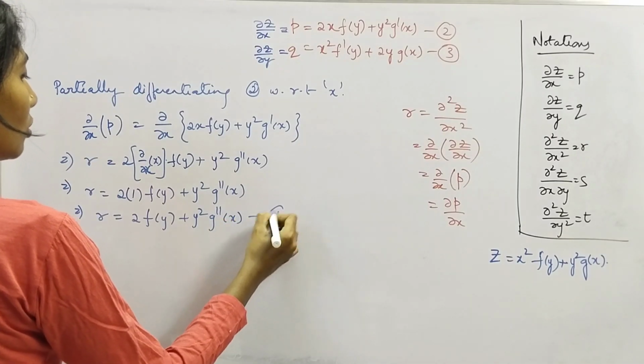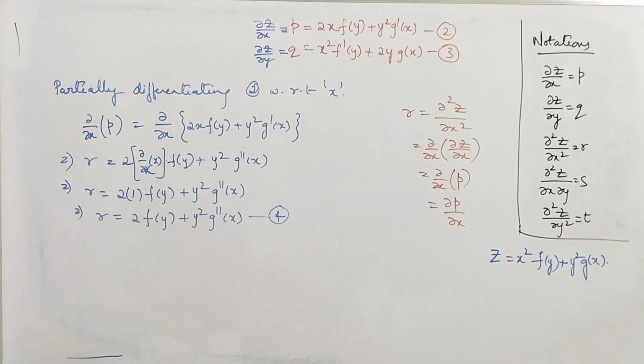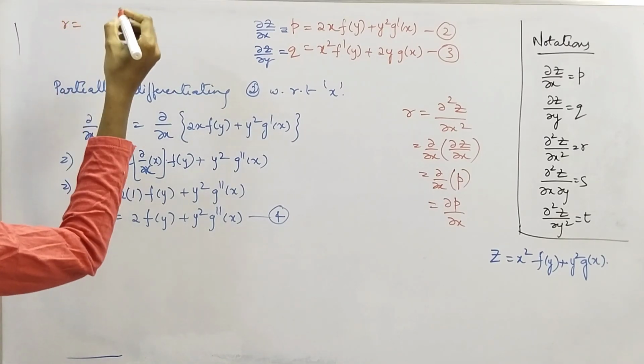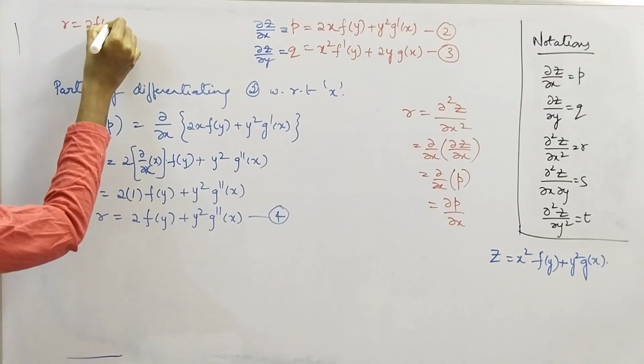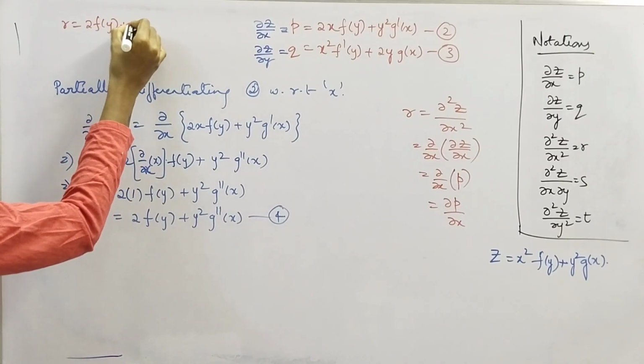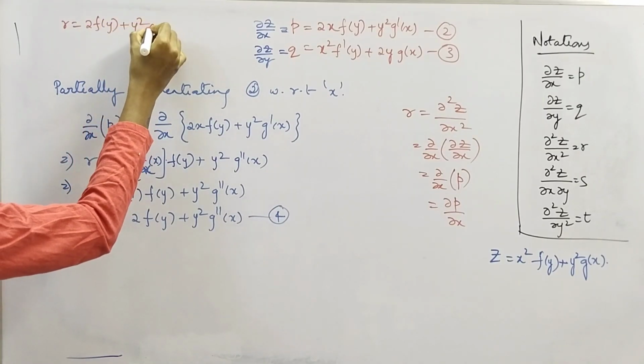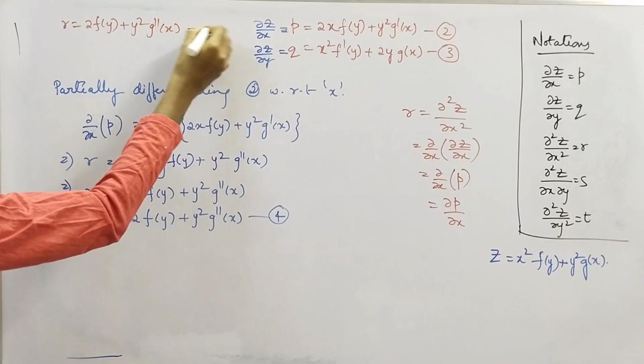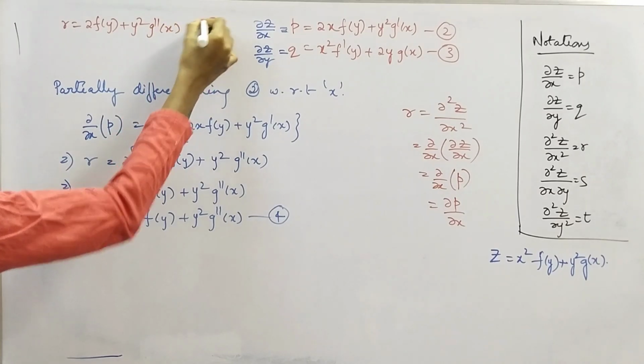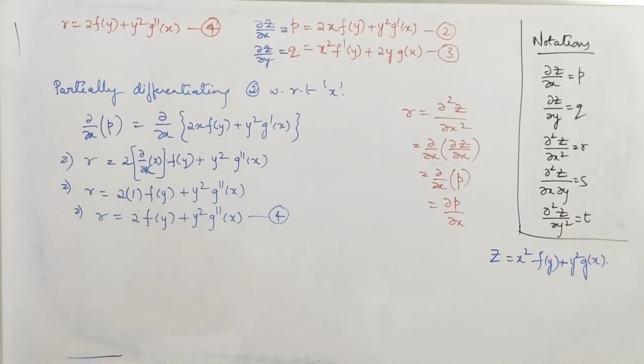Consider this as equation number 4. Now we have an equation involving r, just r equal to 2 into f of y plus y square into g double dash of x, which is equation number 4.